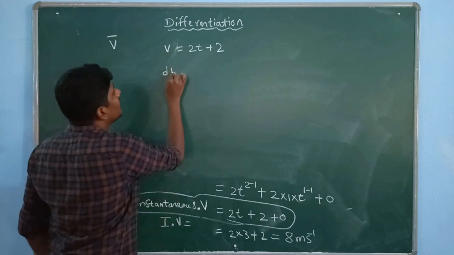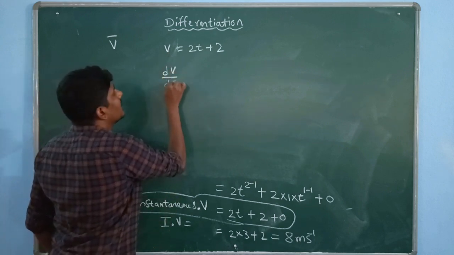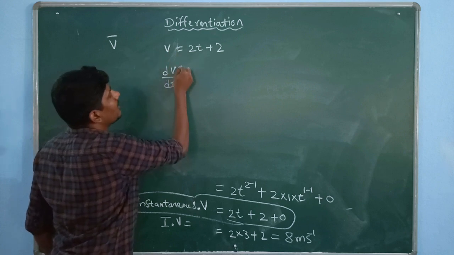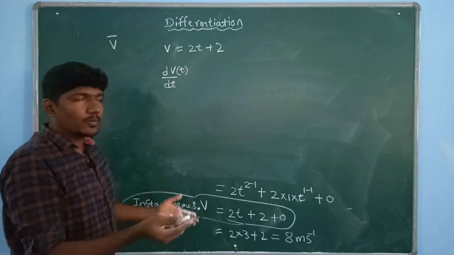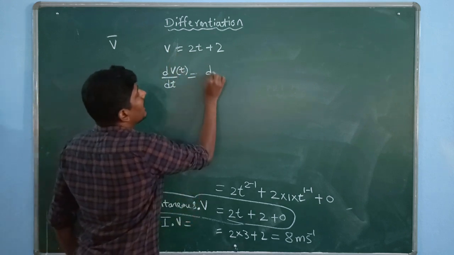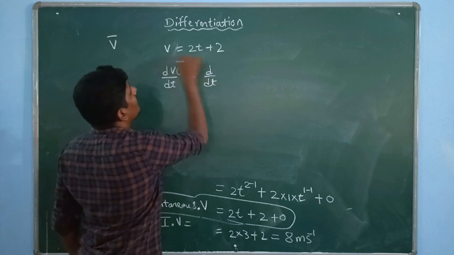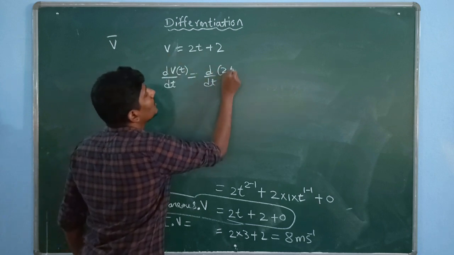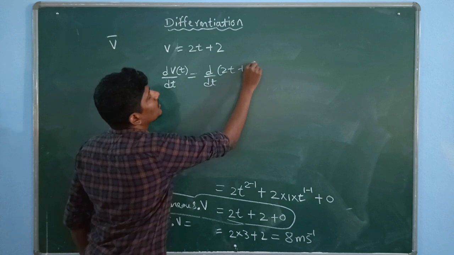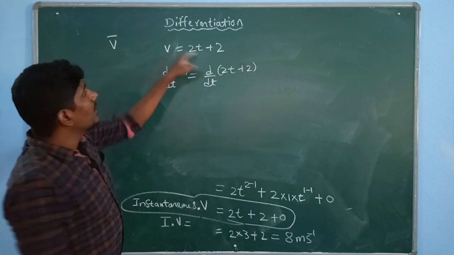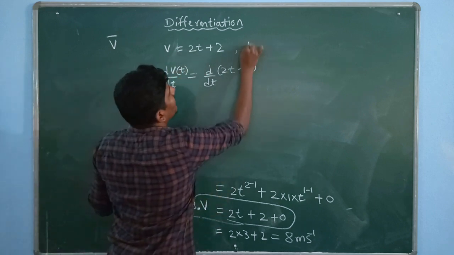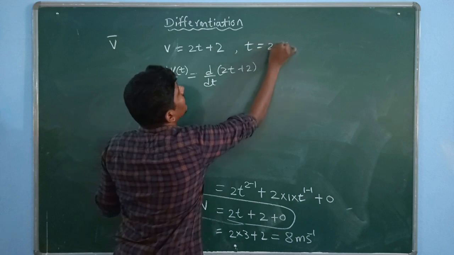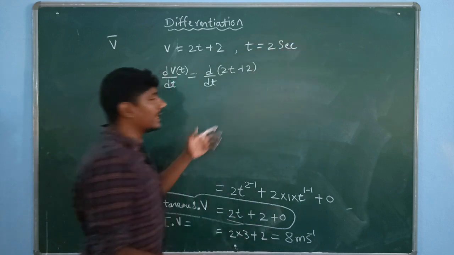Differentiate v, dv by dt. Remember, it is again a function of time. You can write t also, there is no problem. Okay, d by dt. Now, right hand side we have 2t plus just 2. I will mention one more point here. At time 2 seconds, you can take any value.